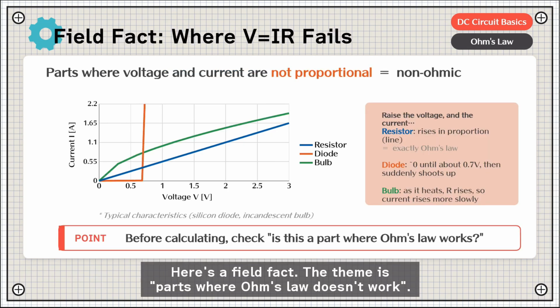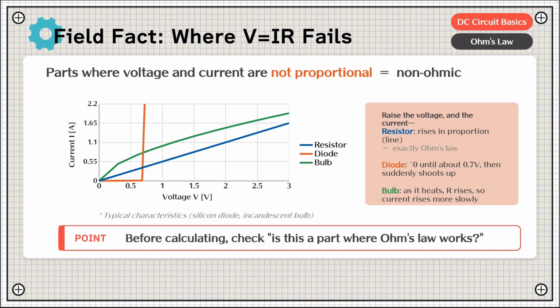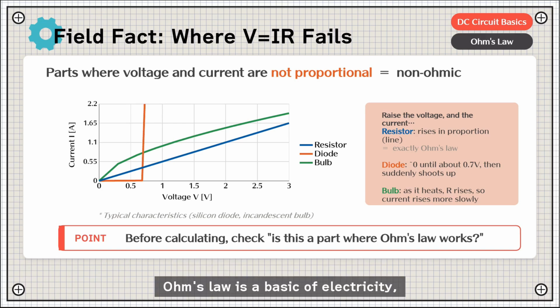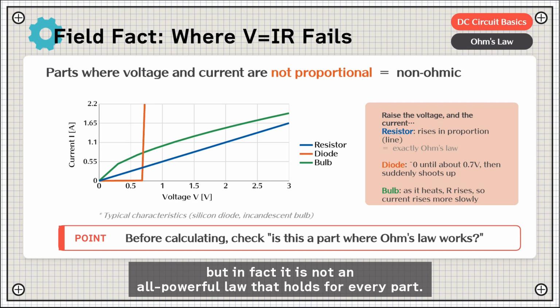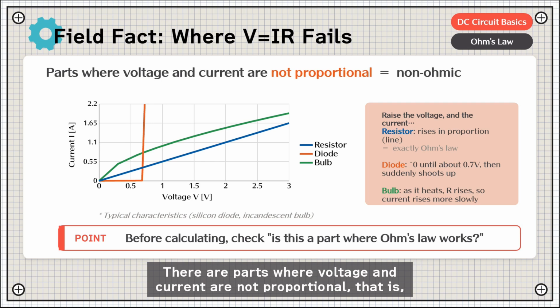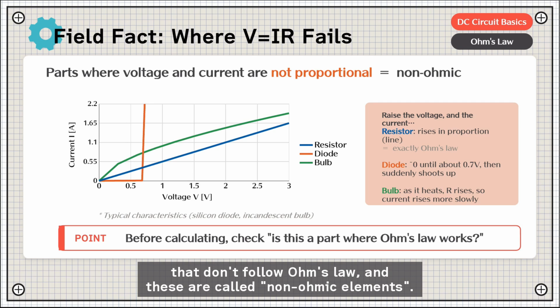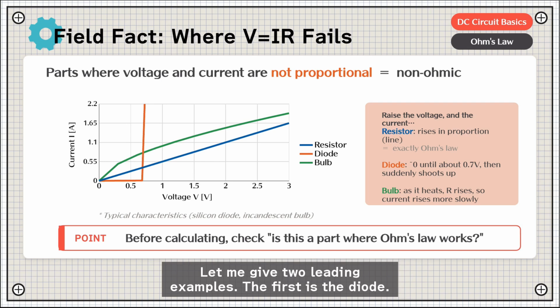Here's a field fact. The theme is parts where Ohm's law doesn't work. Ohm's law is a basic of electricity, but in fact it is not an all-powerful law that holds for every part. There are parts where voltage and current are not proportional, that is, that don't follow Ohm's law, and these are called non-ohmic elements. Let me give two leading examples.